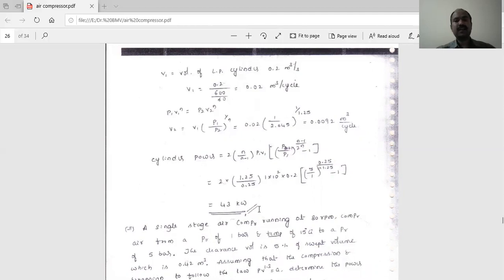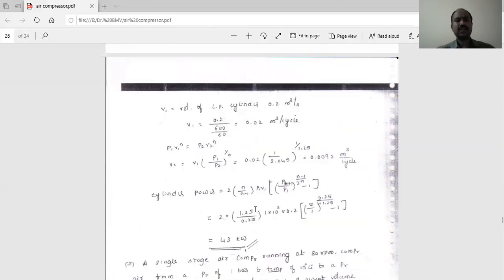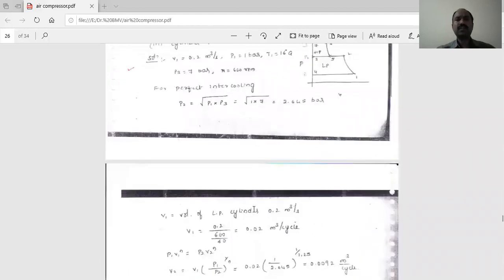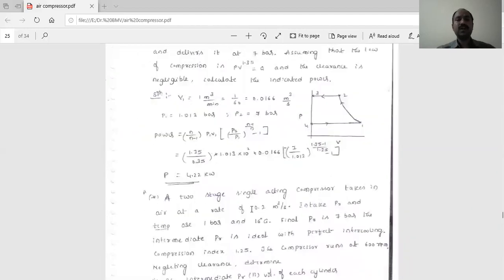Like that, we have to calculate. These are all very simple problems. Go through my notes. Everything is available in my notes. All of you can practice whatever problems I have solved in my notes. You can go through all these things.